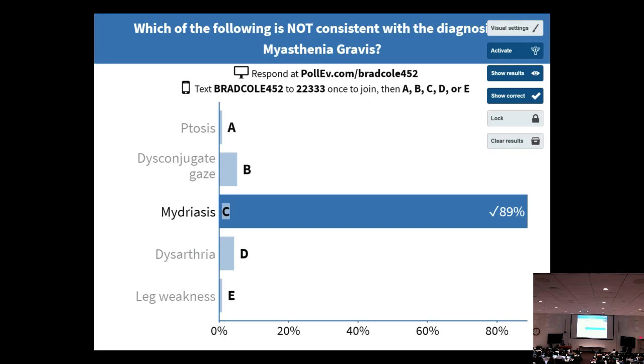The pupil, okay, pupillary constriction is acetylcholine, but it's muscarinic receptors. So the pupil would never be affected in myasthenia gravis. Pupil is always going to be normal. Okay, so that'll be for tomorrow. Any questions on any of the vignettes that we just did there?